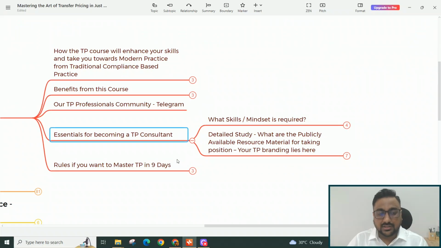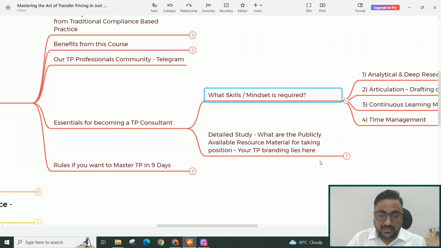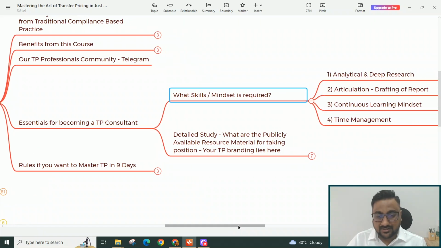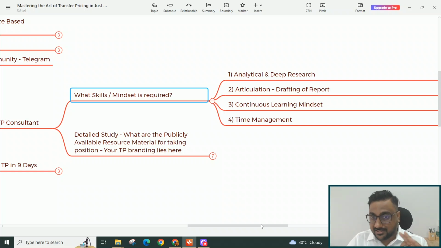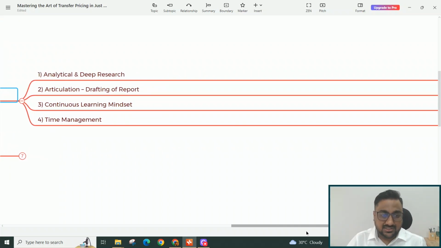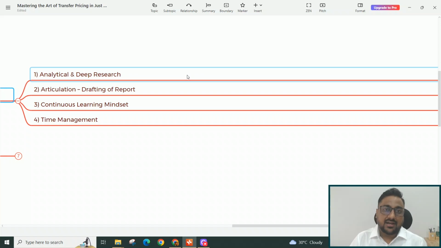So guys, as you can see, there are two things. I have divided this into two parts: essentials for becoming a TP consultant, that is, what skills or mindset is required, and the second part is detailed study, what are the publicly available resource materials for taking positions. Your TP branding lies here. You would be required to have an analytical and deep research attitude when you render TP services. It is not just a two or three liner statement on which you can take a position, but a deep research into the case study that would enhance your skill set and improve your service delivery.